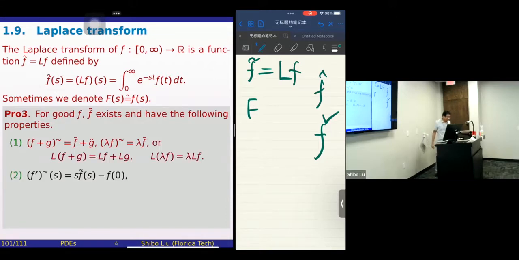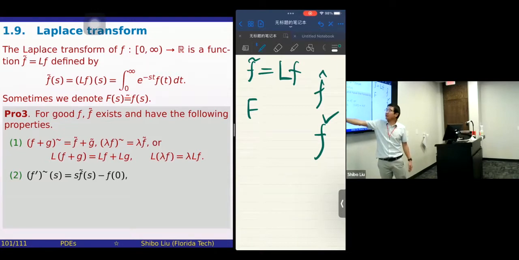Then the next property is crucial for our purpose. The Laplace transform of f prime. f prime is the derivative of f. Okay, f is a differentiable function. Its derivative is a new function. So the Laplace transform of this new function equals what? It equals s times the Laplace transform of f itself, subtract the value of f at 0. So this is crucial for us. Why? Because after making a Laplace transform, the differentiation becomes multiplication. There is no prime on the right hand side anymore.